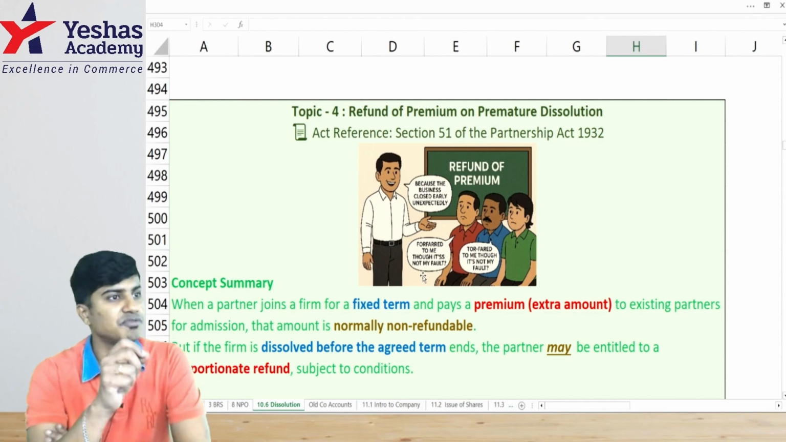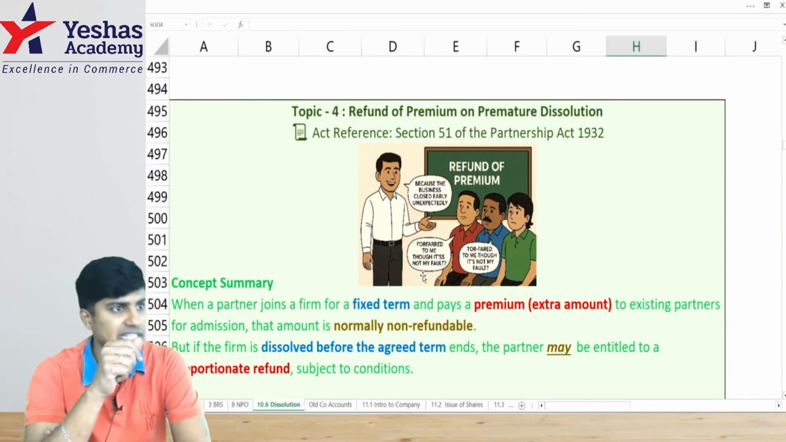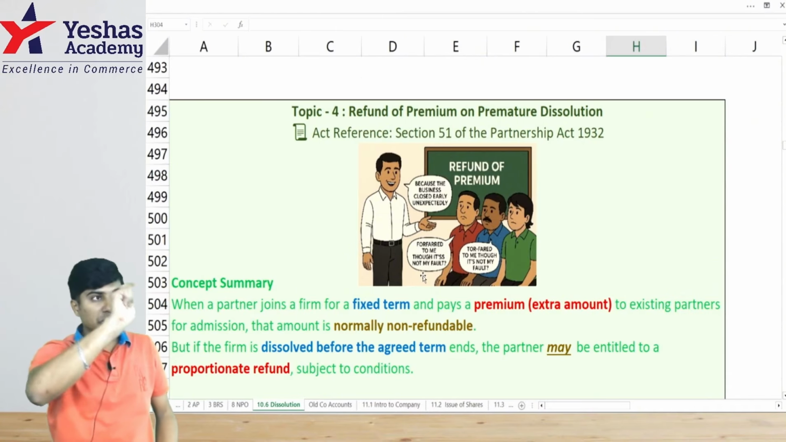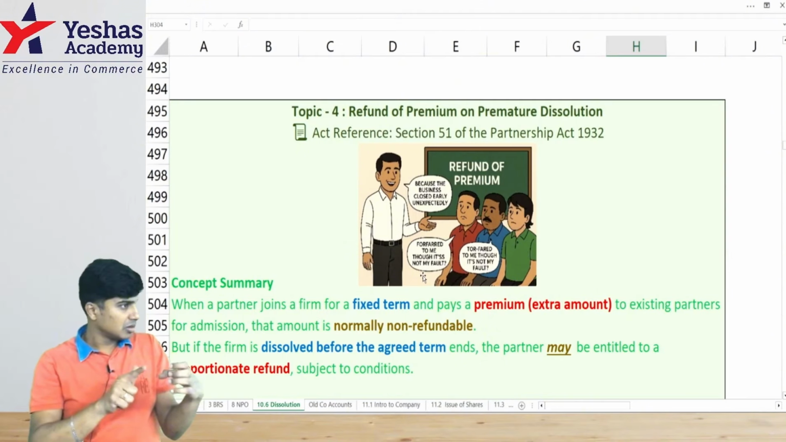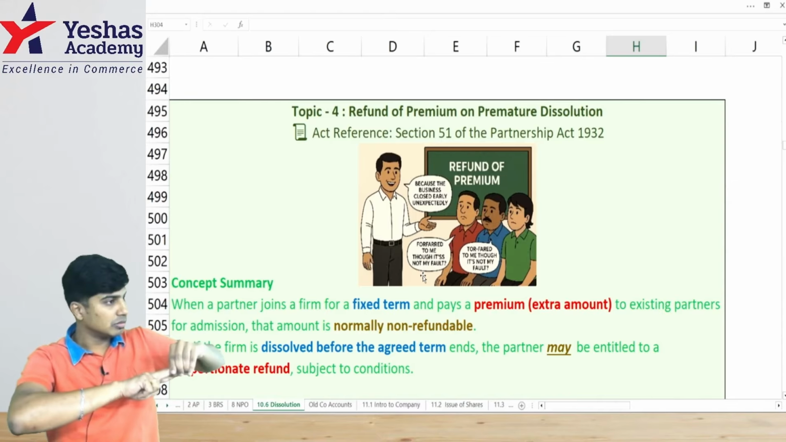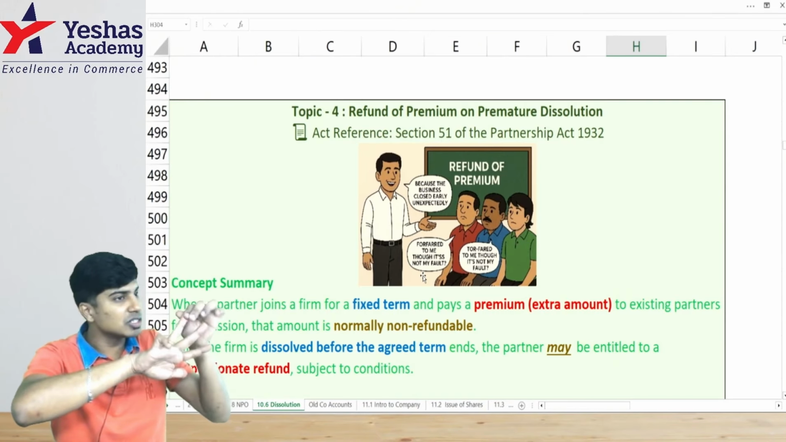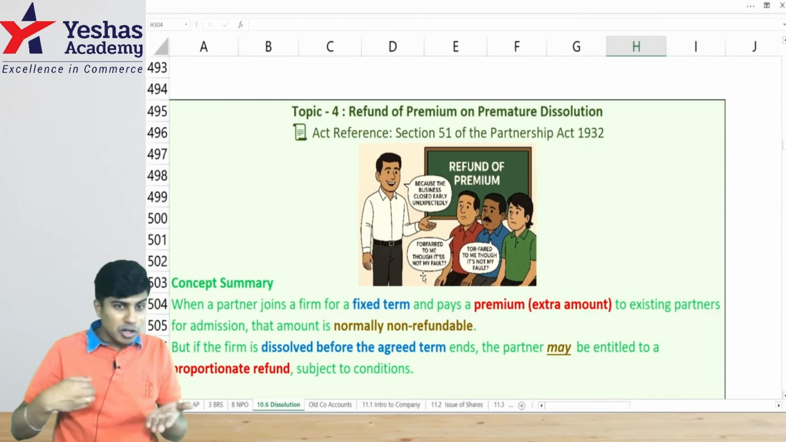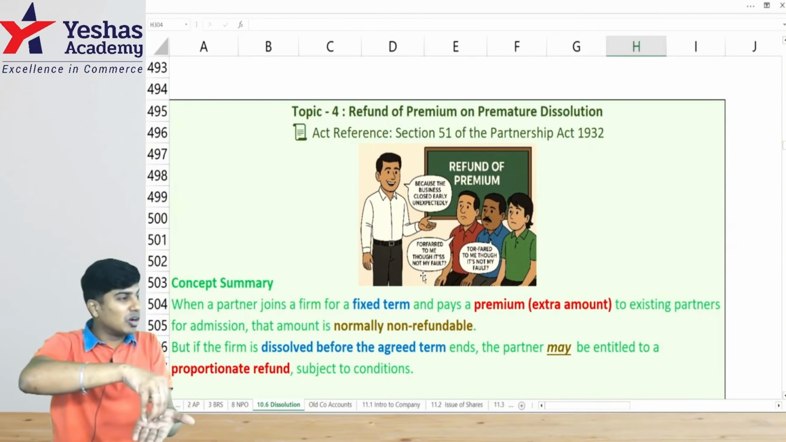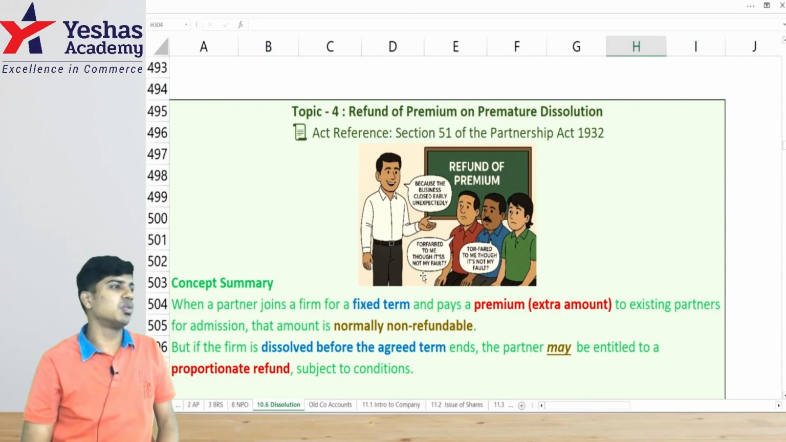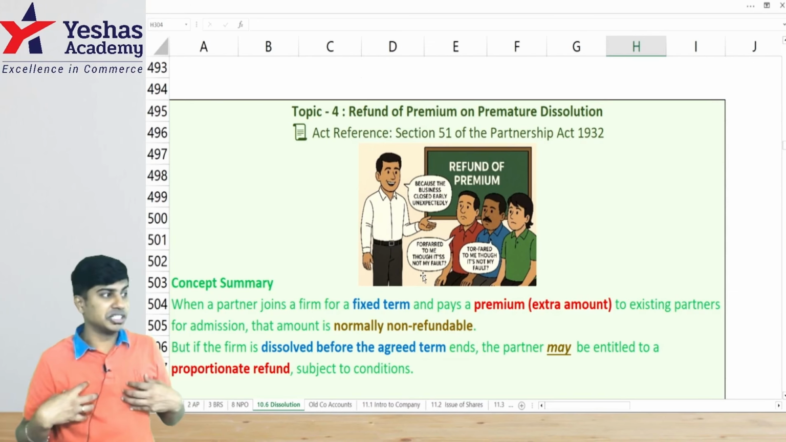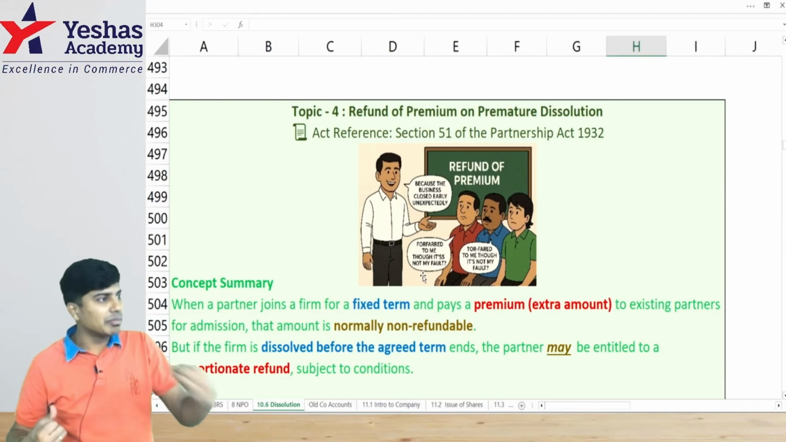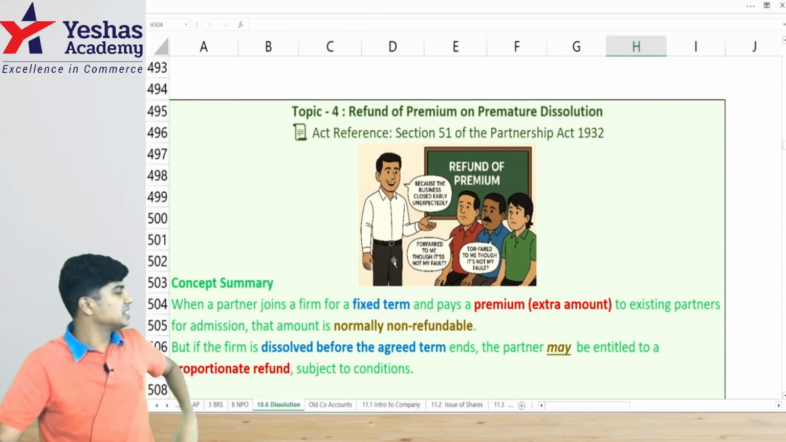This is regulated by Section 51 of the Partnership Act 1932. When will this happen? Point 1: when I was admitted, I paid premium. Point 2: you promised me a fixed term. Point 3: the firm is getting dissolved. Point 4: the firm is getting dissolved not because of me. If the firm is getting dissolved because of my misconduct, or because I want to discontinue or retire, then it won't be refunded. If not for my mistake the firm is getting dissolved, I was promised the term and I have paid the money, then I can claim refund. That's regulated by Section 51.